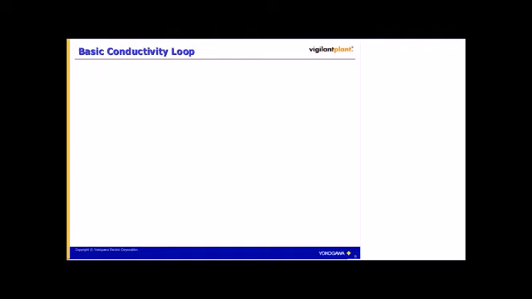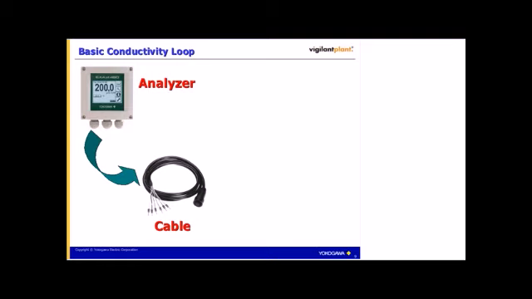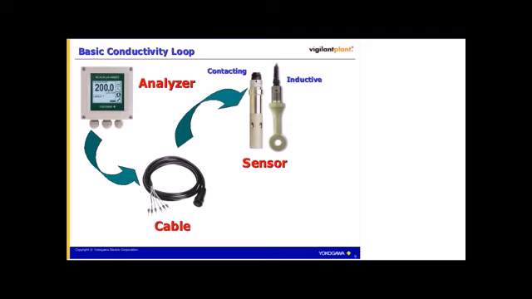Let's start with the basic equipment required for a typical conductivity measurement loop. It includes first an analyzer or a transmitter of some sort to convert the sensor signal to a 4 to 20 or other output that's usable for control or monitoring. And we also need an interconnecting cable to mate the sensor to the electronics, preferably, obviously, a noise-free cable, so a very well-shielded cable so that we don't have any interference outside of the process.